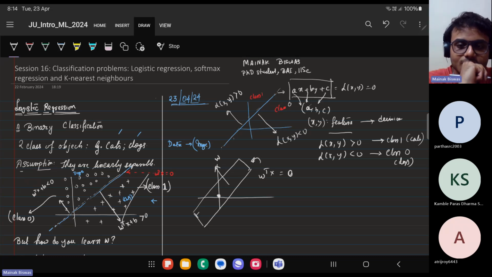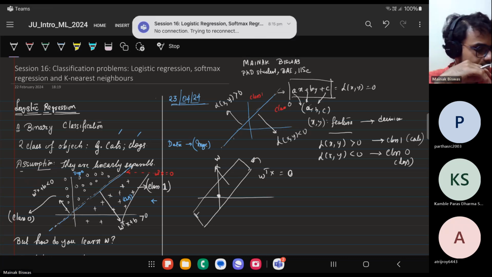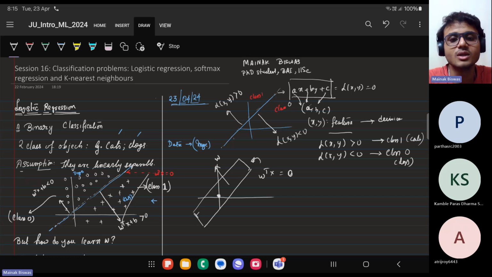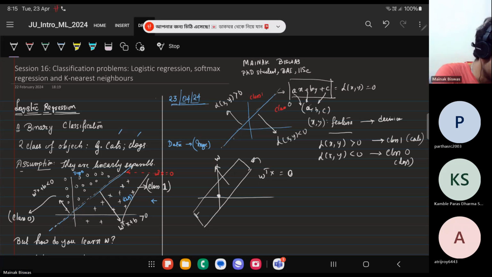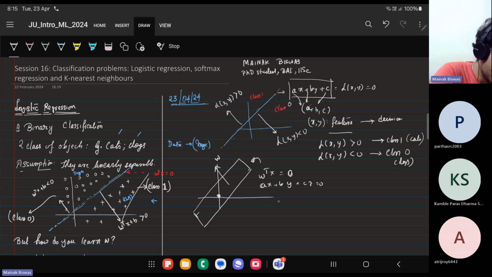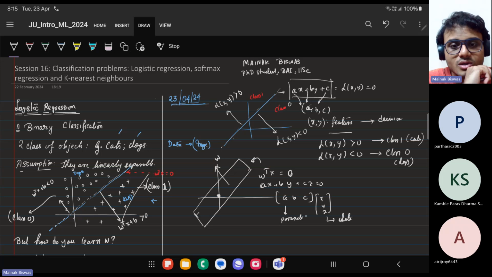W is the weight vector. For example, if you have a plane in 3D, what is the equation? Ax plus by plus cz is equal to 0, right? So you have a, b, c and x, y, z. This will be your data and this is your parameters. So W transpose X is equal to 0 is the plane.